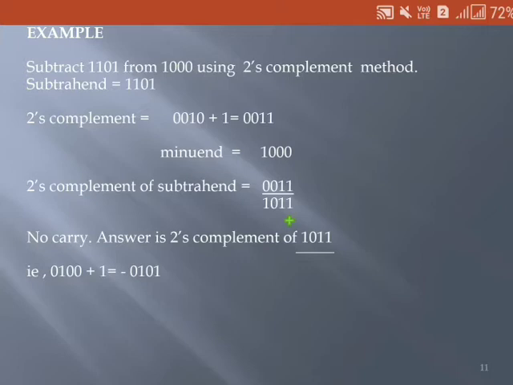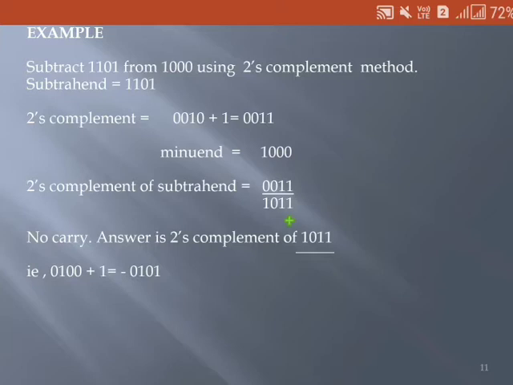Again, in the 2's complement method, you have two cases. The first case we have discussed is when the subtrahend is smaller than the minuend, and the second case is when the subtrahend is bigger than the minuend. In the first case, what you are doing? The first step is taking the 2's complement of the subtrahend, and then adding it to the minuend, and if a carry is generated, neglect that carry. The resultant will be the difference between the minuend and subtrahend.